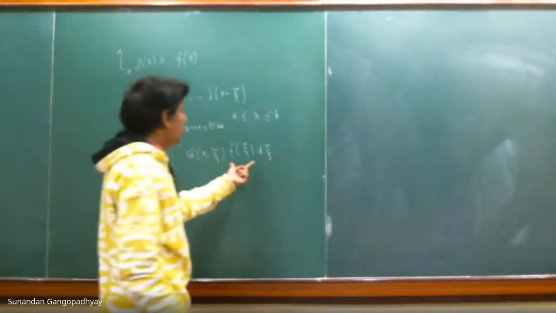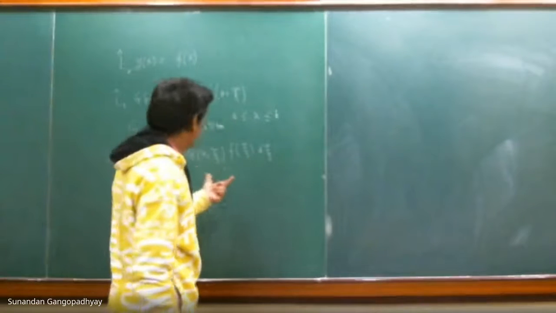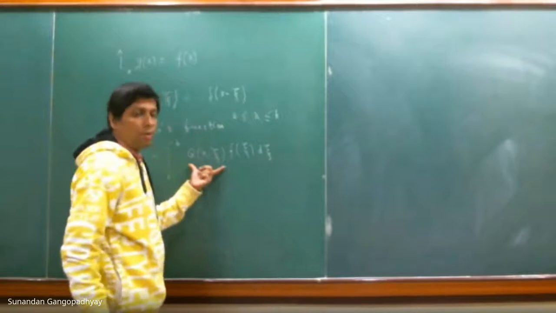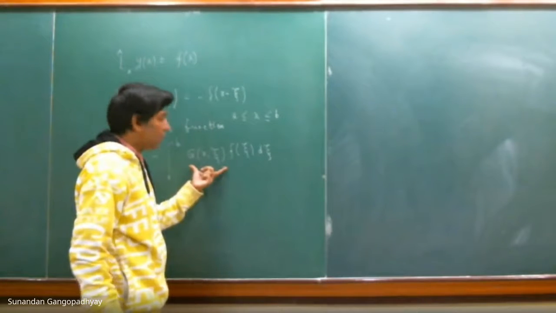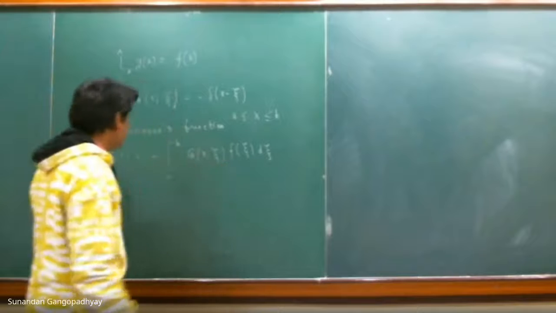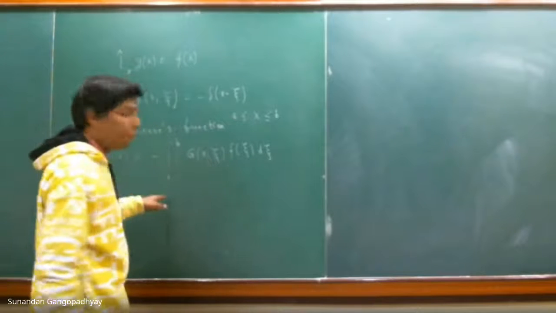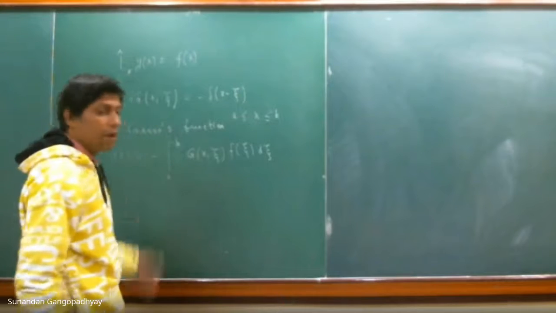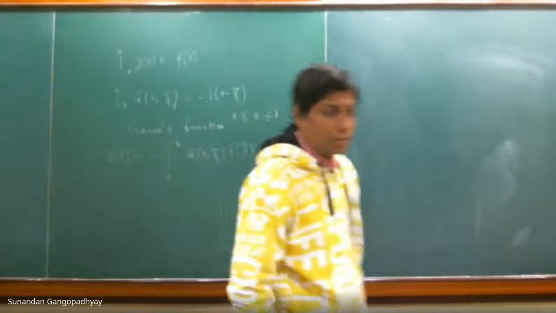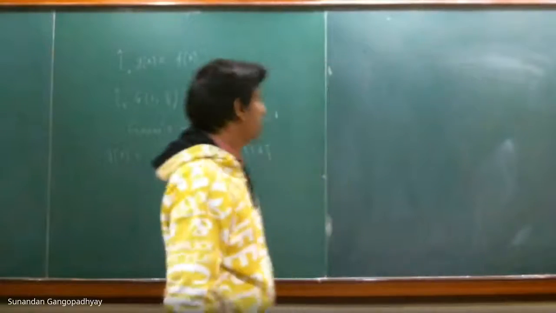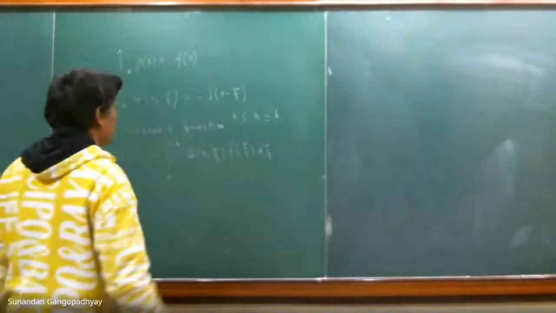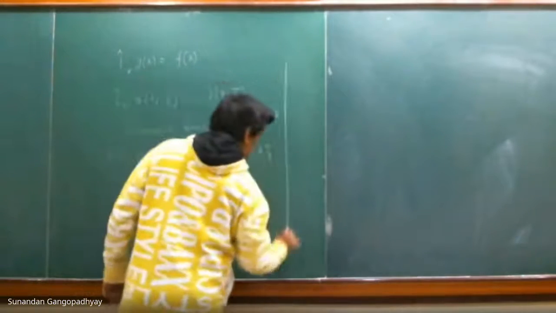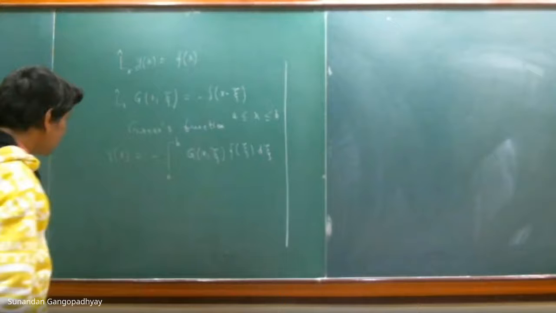This function is a known function, as I mentioned earlier. So what we need to find is the form of this Green's function. So if you can calculate what this is, then you know the solution. Then you just need to do an integration, and you will find out the form of the solution of the differential equation. So this is the strategy in which you solve the problem.